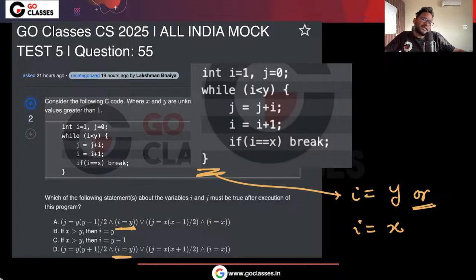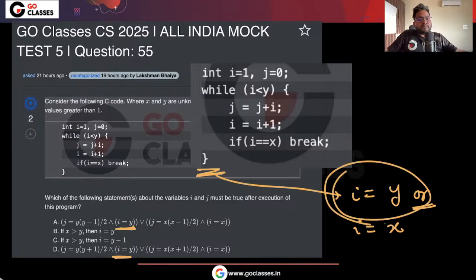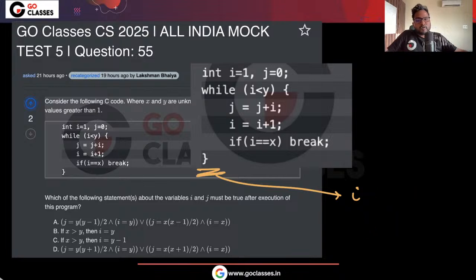If i is x, I mean, let's suppose i is x or y, it doesn't matter. You can take case 1. Let's suppose i is y. Okay, if i is y, then what will happen? Let's just check. So after the loop, you know that i will be either y or x.